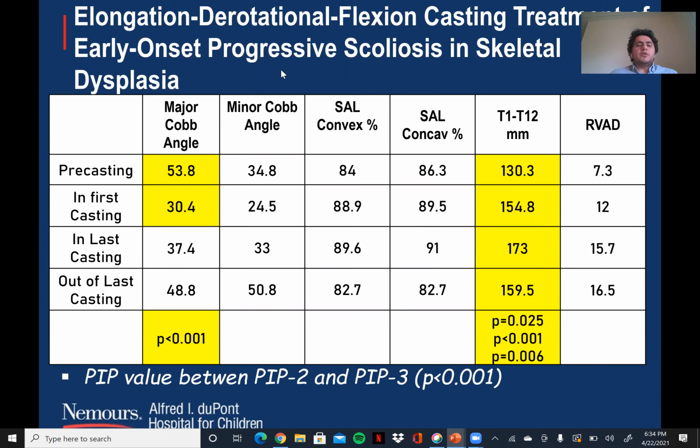The major curve angle between pre-casting and first casting is statistically significant. You see the decrease after the first casting. The T1-T12 height between all the timelines is statistically significant. The P values are also statistically significant for PIP between PIP2 and PIP3.